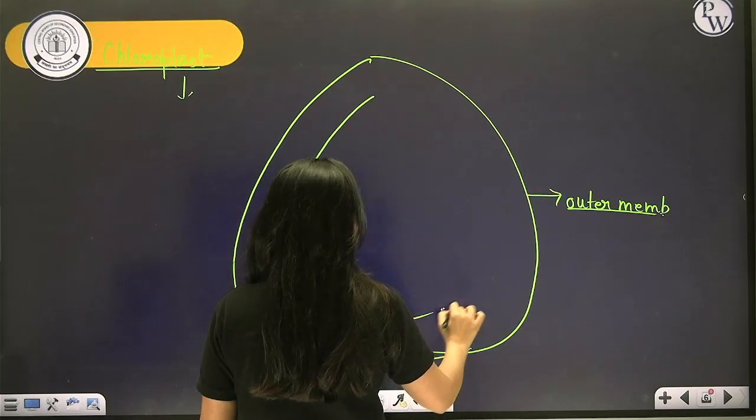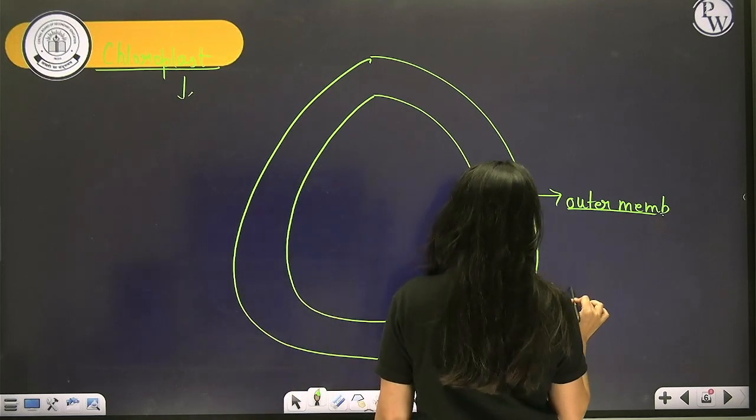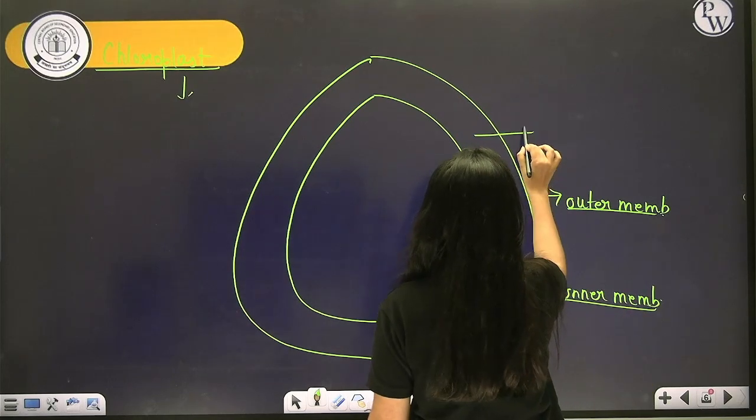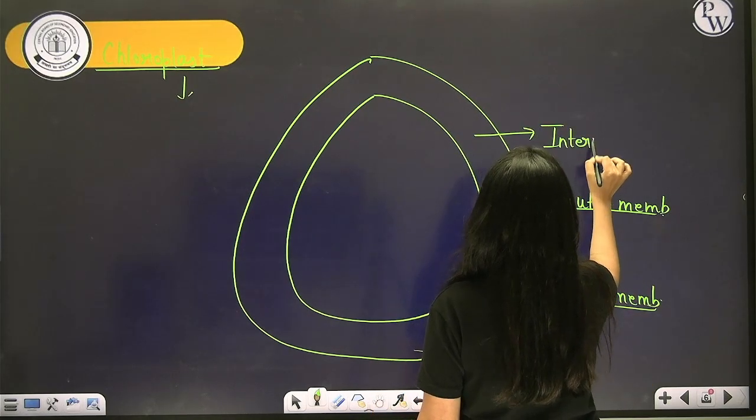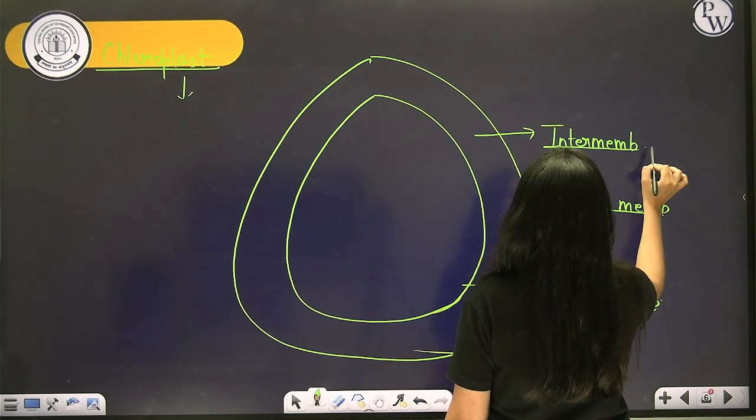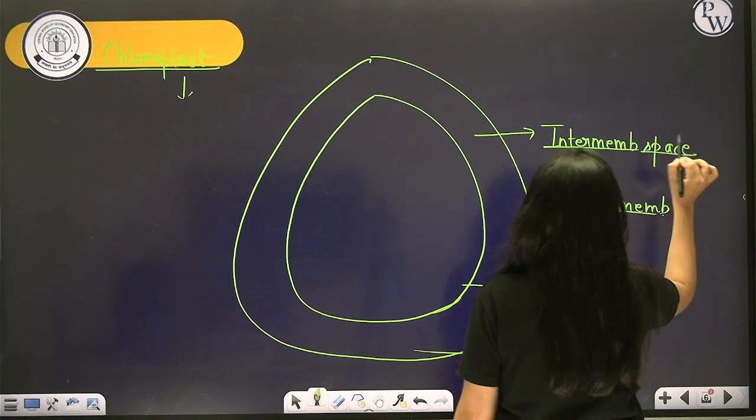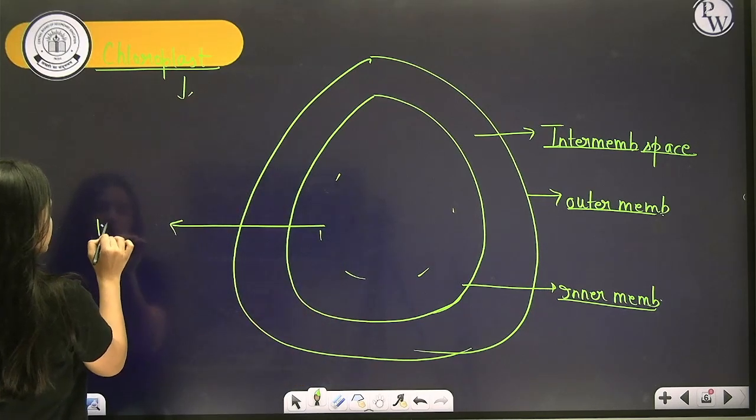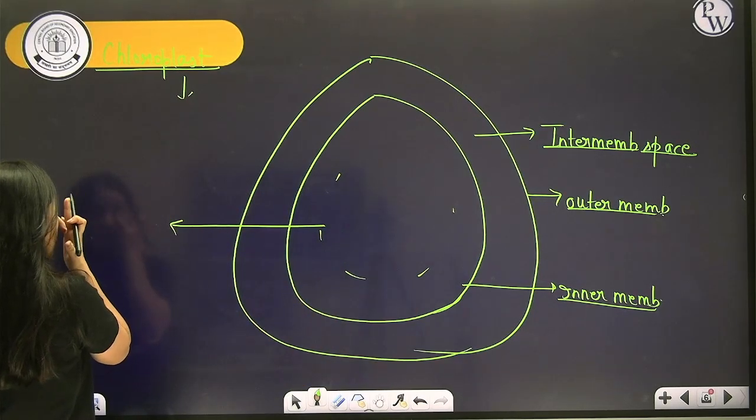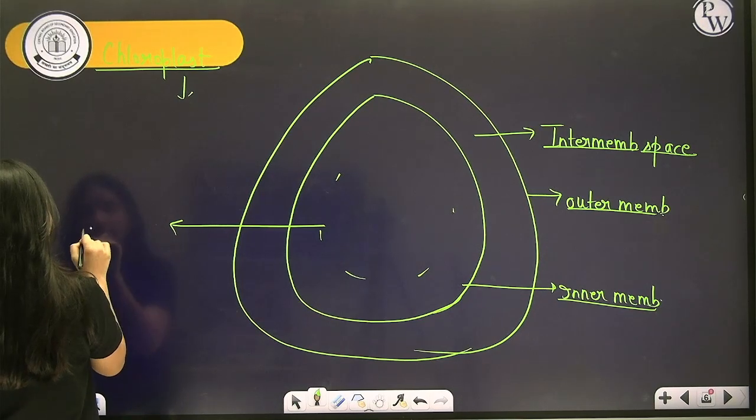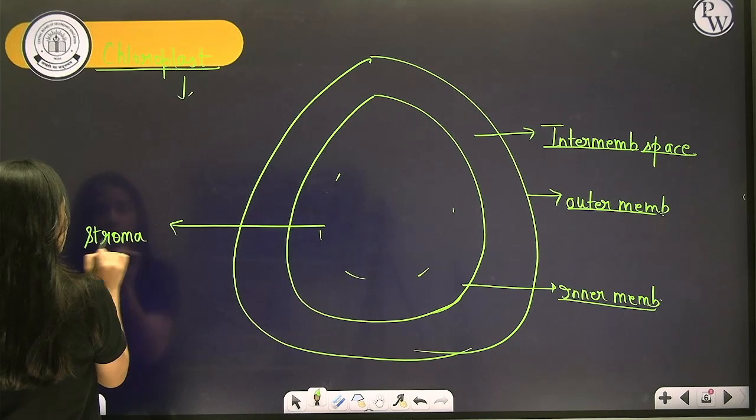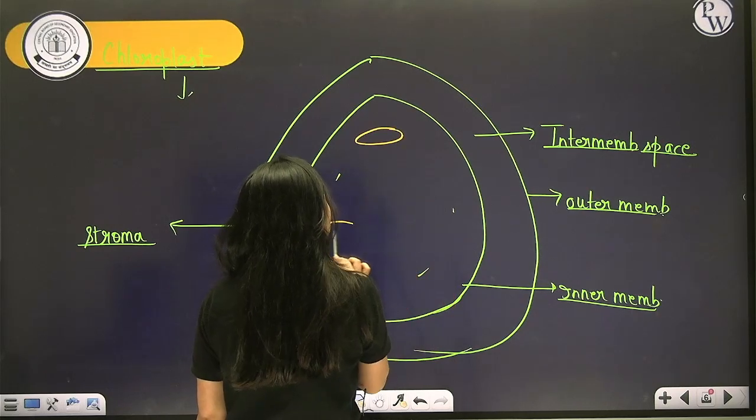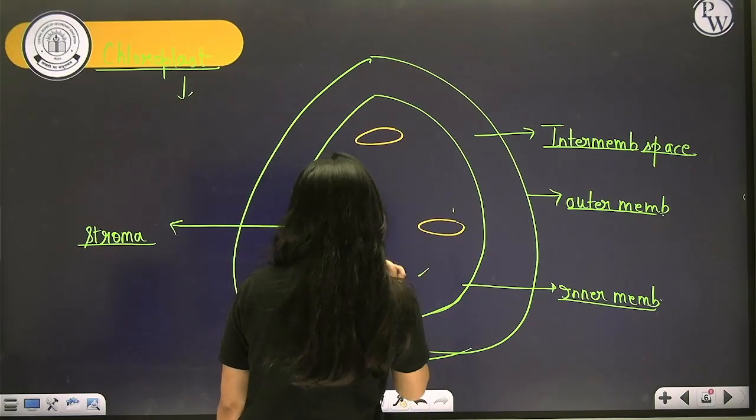and inner membrane. Right? The space between the two membranes is known as intermembranous space. Okay? Then the space which is present within the inner membrane, this is known as stroma. What do you call this ground substance? It is known as stroma. Correct?